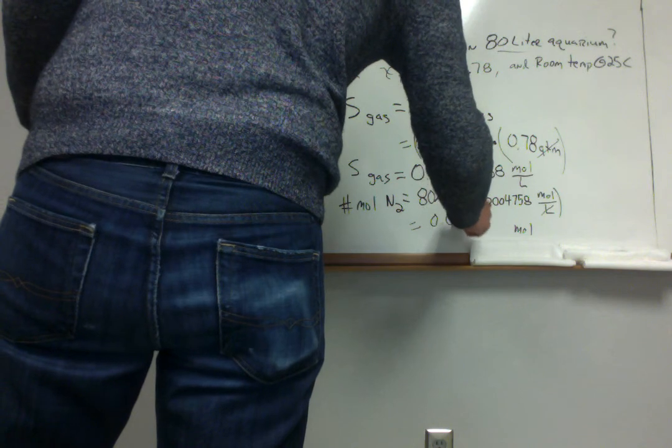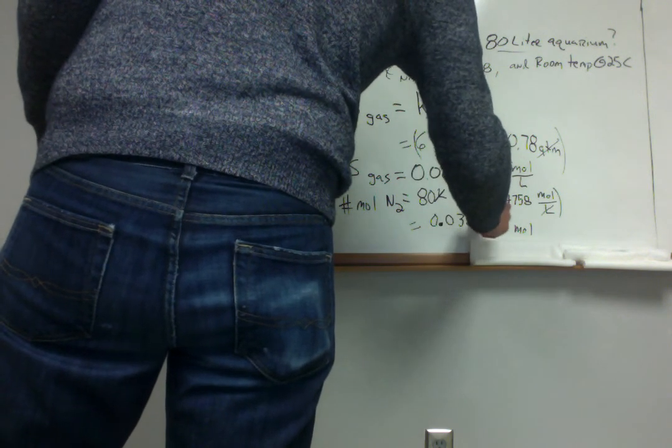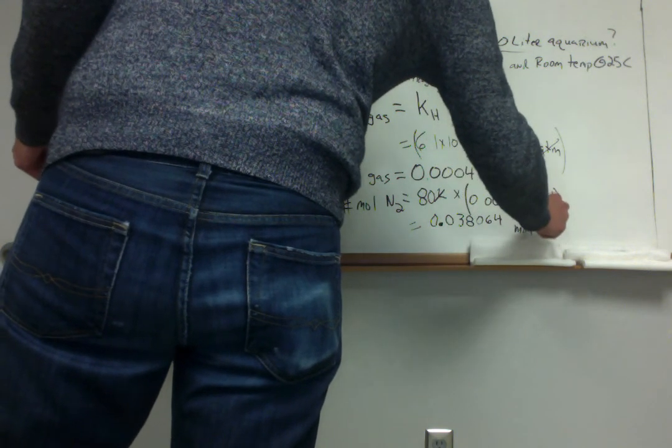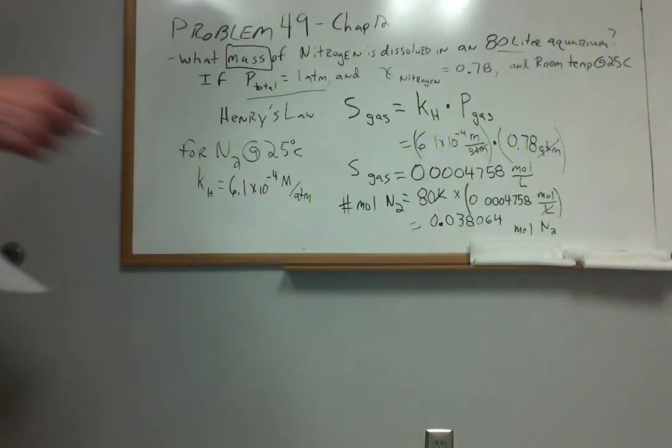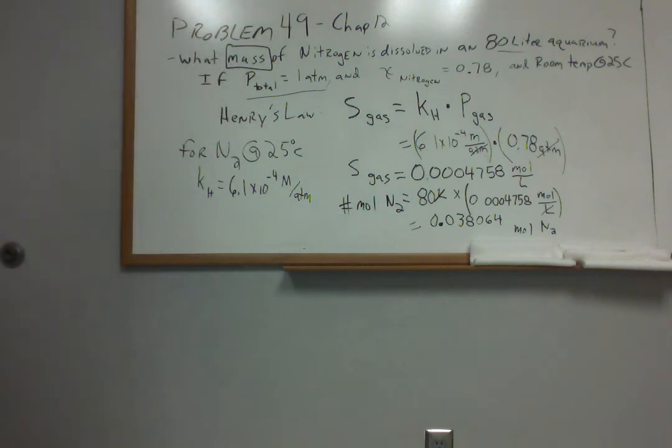That tells us how many moles of nitrogen must be in our entire tank. That equals 0.03864 moles of nitrogen. Again here, I'm not being overly careful about my sig figs. I'm just writing the value that my calculator gives me. Okay, so integrated over 80 liters, I've got about 38 millimoles, or 0.038 moles of nitrogen. Still not finished, because we're asked for the mass. We've got the moles of nitrogen, but we need the mass in grams, hopefully, okay? So we need to do a moles to mass conversion.